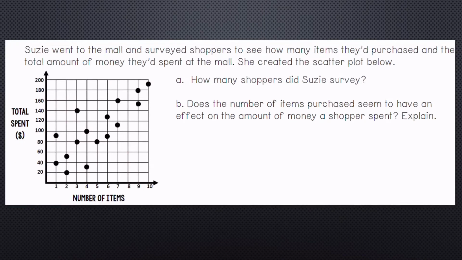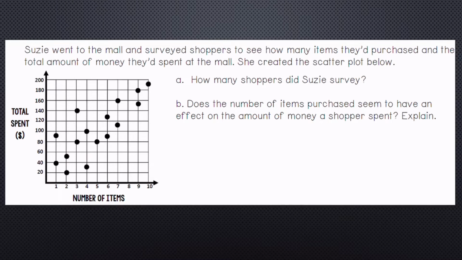Okay, so let's go look at what this is. So this is a scatter plot. This is what they look like. And what happened was, in this situation, shoppers were surveyed at a mall, and they were asked how many items purchased, so the result would be a number, and what was their total amount of money as a result of what they bought.